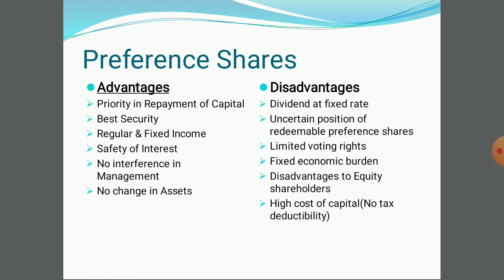Next, safety of interest. Now, as I already told you, they are going to get preference over the equity shareholders, and that is why they are always safe. They are going to get the repayment of capital and they are going to get a regular and fixed income.